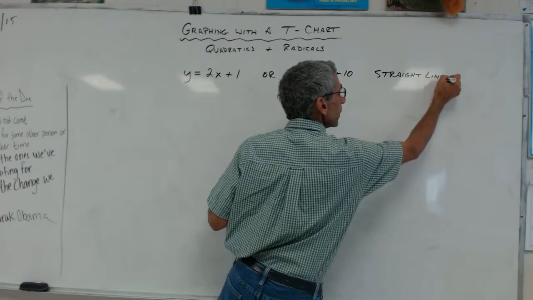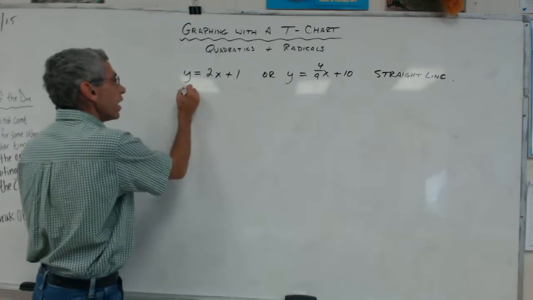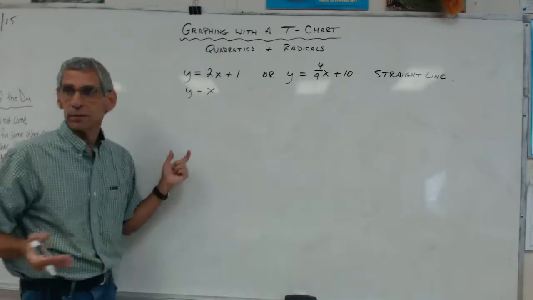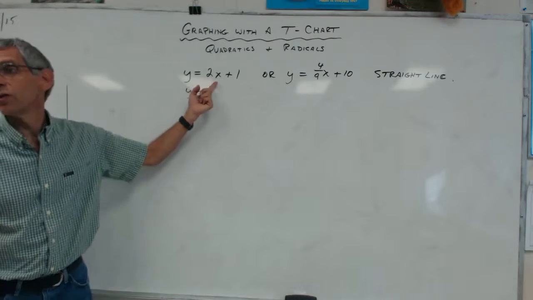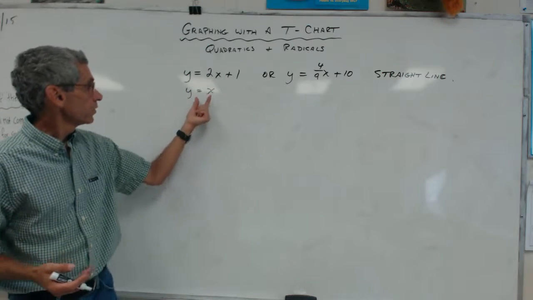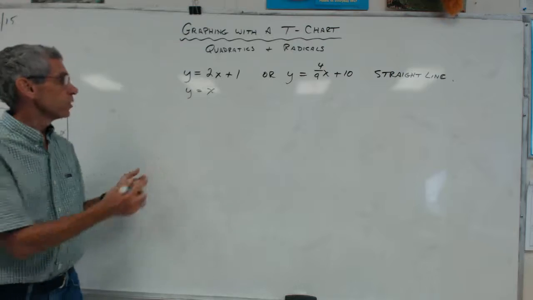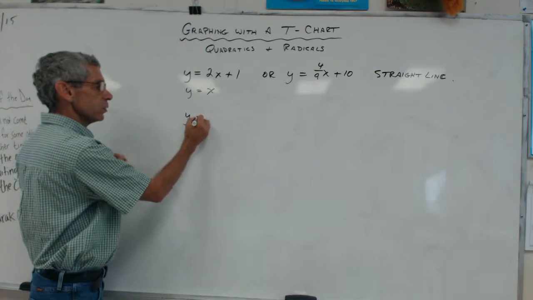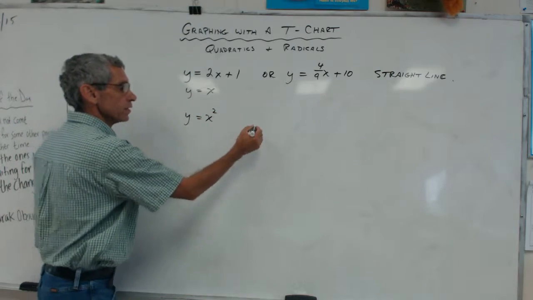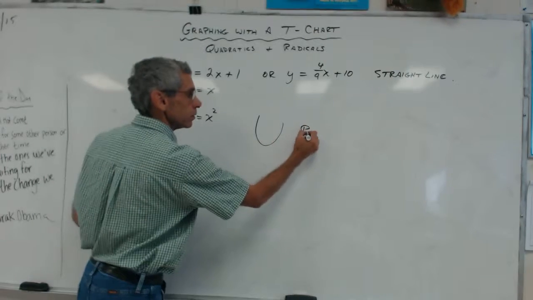And so, as long as it's in the form of y equals x, right? Y is equal to 2 times x plus 1, but it's still y equals x. But as soon as I go into y is equal to x squared, suddenly it becomes a parabola.